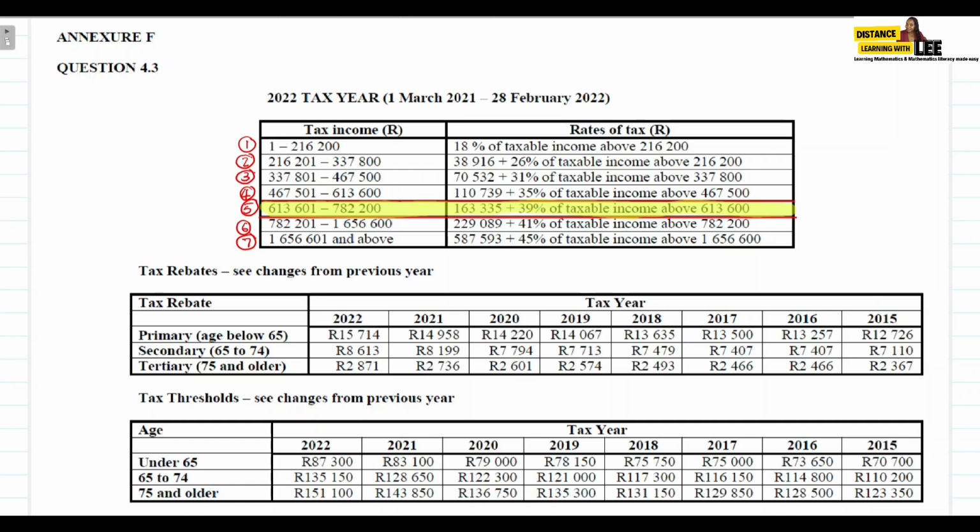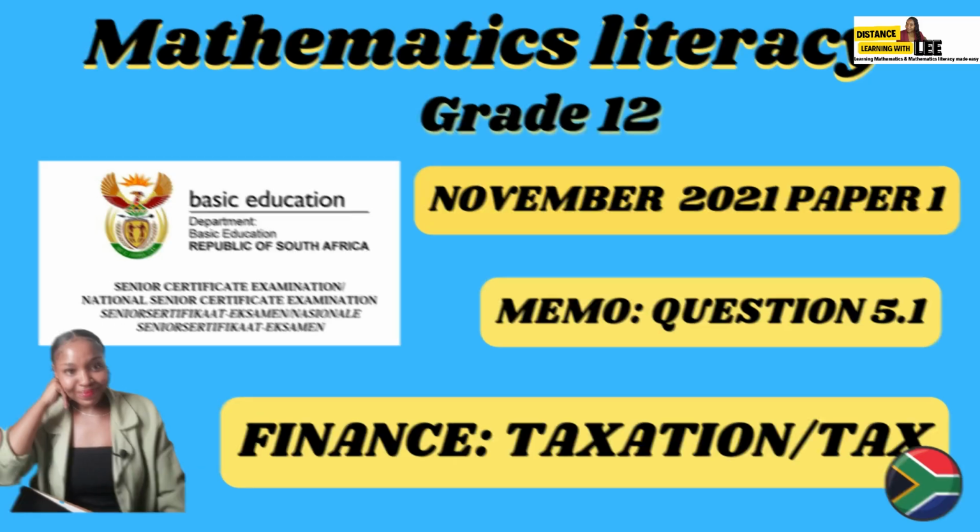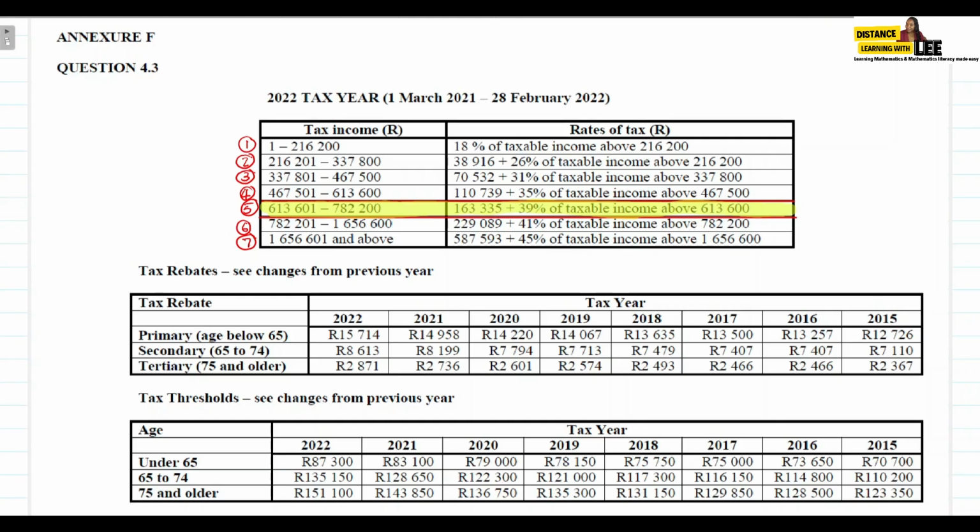I'm going to put a link to another video tutorial where I go into depth as to what this means. When they say 39% of the taxable income above, what do they actually mean? Please also watch this video tutorial. I'll put a link to it in the end screen, so check out the end screen, because I'll show you which video you can watch to learn more topics relating to this. So what does that mean? I'm just going to quickly rewrite this information on the next page.